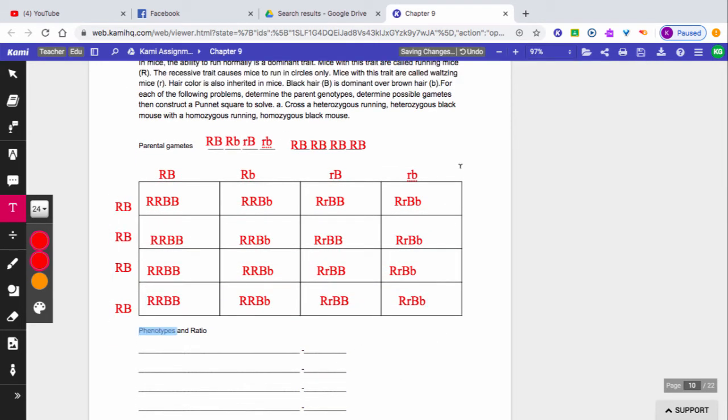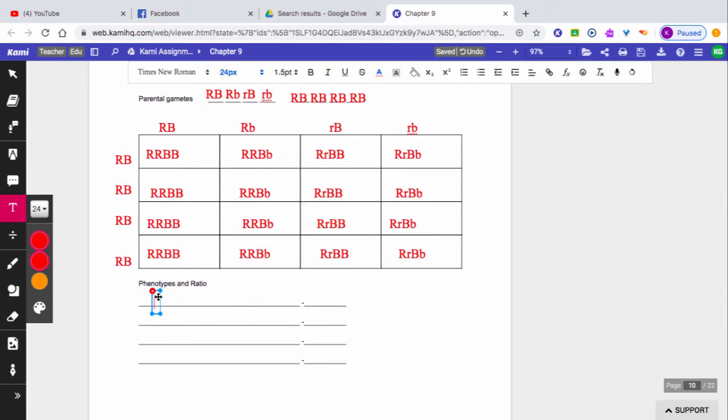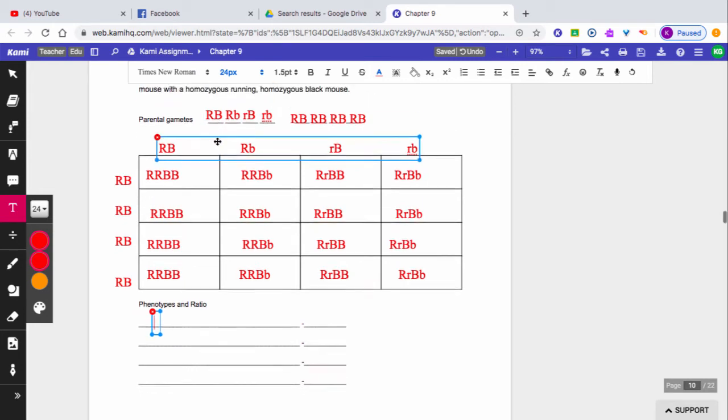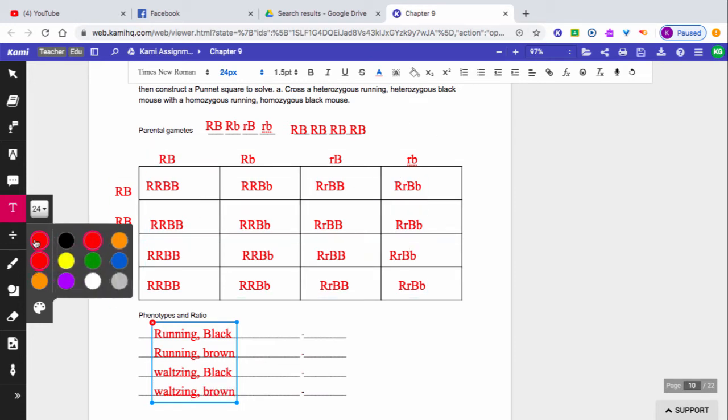Okay. So actually what I should have done before I did all that, just to try to keep my head clear of what all this is, I should have just looked at these and said, what are those phenotypes going to be? And say that that's going to be running black. And then the next one is going to be running brown. And then the next one is going to be waltzing black. And then the next one's going to be waltzing brown. So now I can go through these all and just do that way.